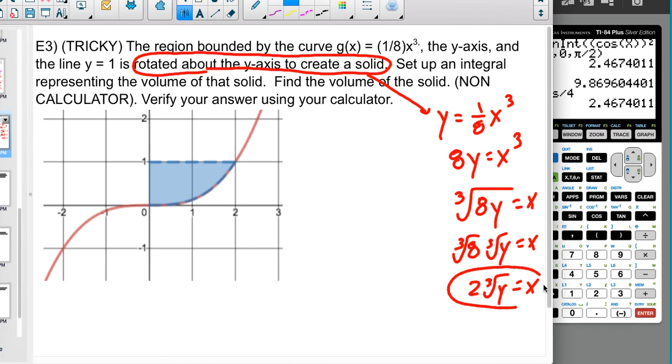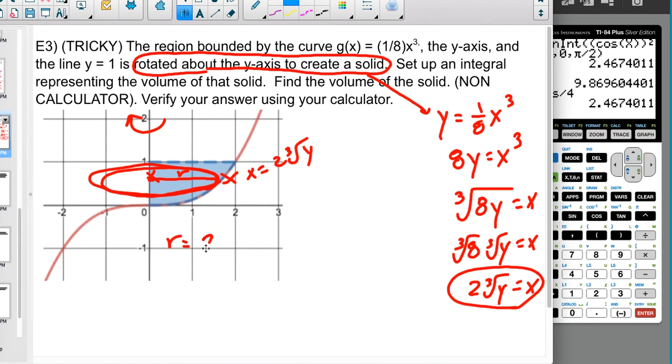The tricky part of this problem is I need to rewrite this because look, if you're rotating this way, you're going to need to have a radius. That was not very circular, my bad. You're going to have a radius that is right minus left. Well, in order to have right minus left, you need this curve in terms of y, not in terms of x. So your radius here is going to have to be 2 cube root of y minus 0, or just 2 cube root of y.